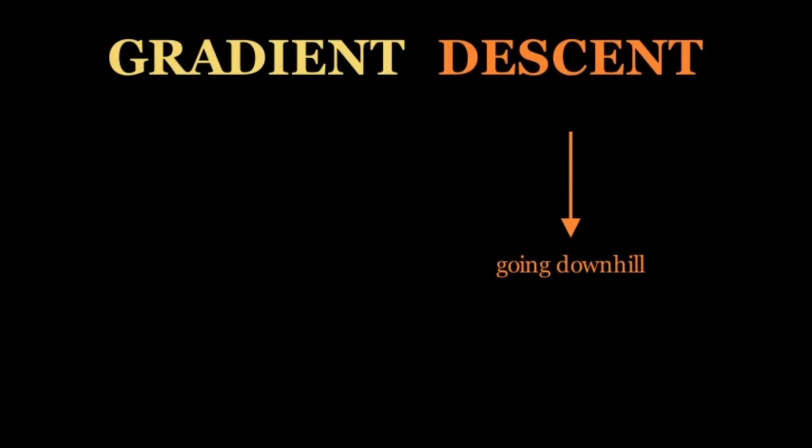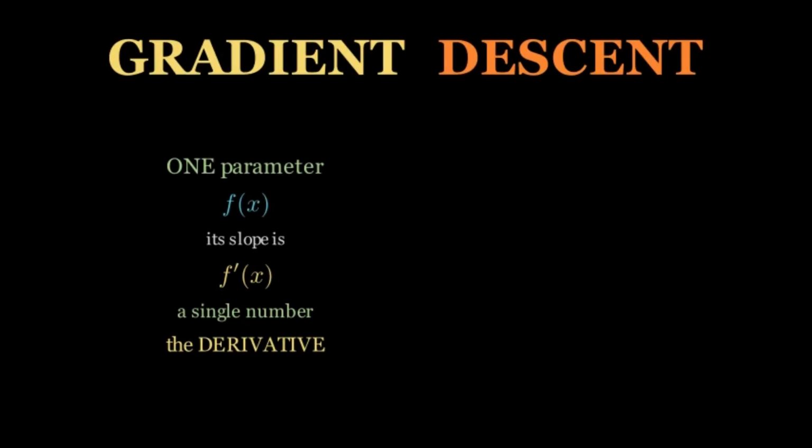The name has two words in it, and one of them is easy. Descent means going down. That part we have just seen. So what's gradient? A gradient is what you get when you take a derivative and allow more than one input. When a function depends on a single number, a single parameter, its slope is just a number. That's the derivative, f prime of x.